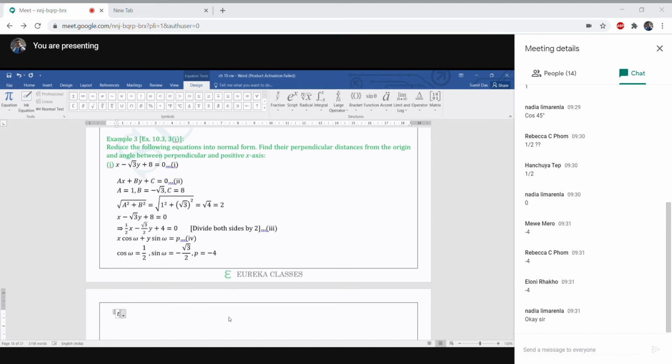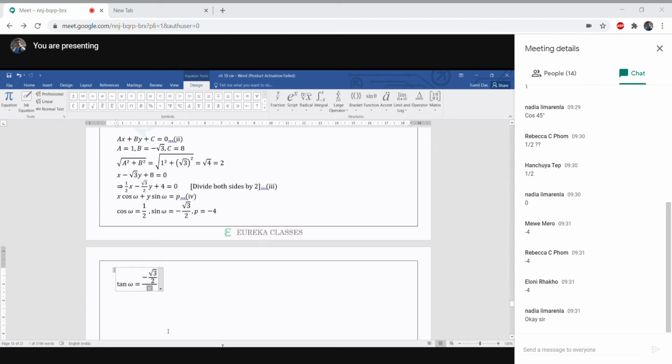So in the next line, what will be the tan omega? Tan omega will be sine omega divided by cos omega. That means it will be -3/2 divided by cos 3/2. So if you simplify this one, you'll get minus root 3. Okay, minus means which quadrant can it be? Minus means it can be in the second quadrant or fourth quadrant, right? So let's take the second quadrant.